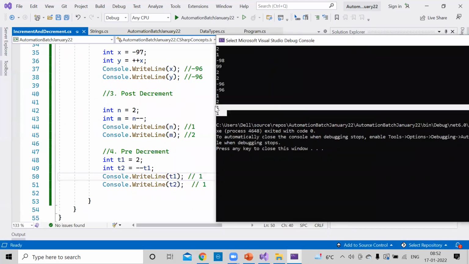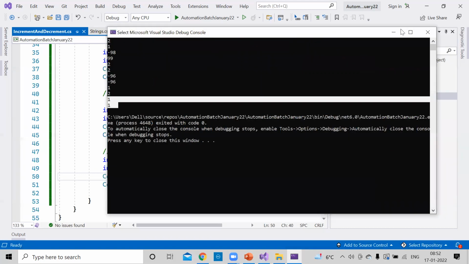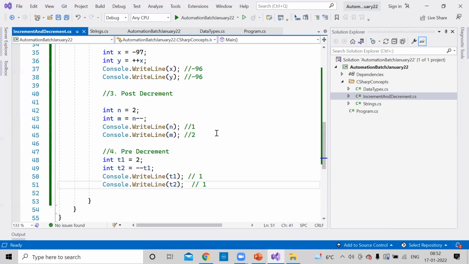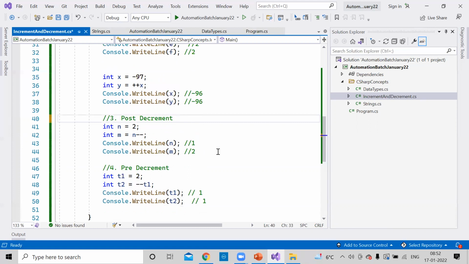Yeah, you are perfectly fine. One and one. How does it work? First, the t1 value would be assigned to t2. But before assigning, this will get decreased by 1. So the value of t1 was 2, and then it got decreased by 1, so the value would be 1. And what is the latest value of t1? It would be 1, because this already has been decreased by 1. So I do understand that you have understood this concept.